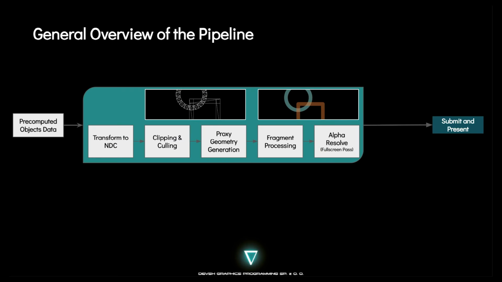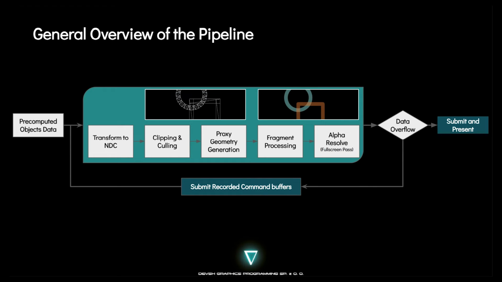Now we're ready to begin walking through the rendering pipeline. We start by transforming our pre-computed curve data to normalized device coordinates and clip them. Then we generate proxy geometry, which tightly bounds our curves, and we feed them to the fragment shader to render the curves. There is also a full-screen alpha resolve path we will get into when we get to explaining transparency, and finally we submit and incrementally present everything.